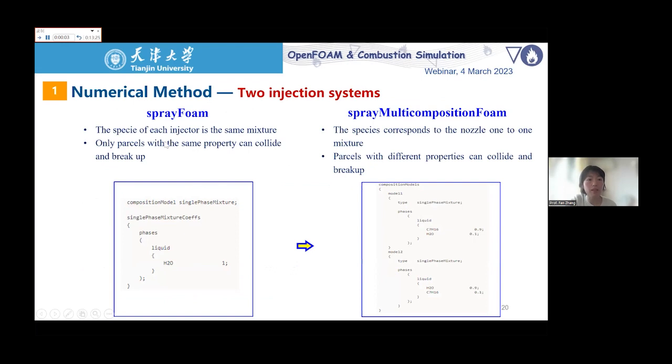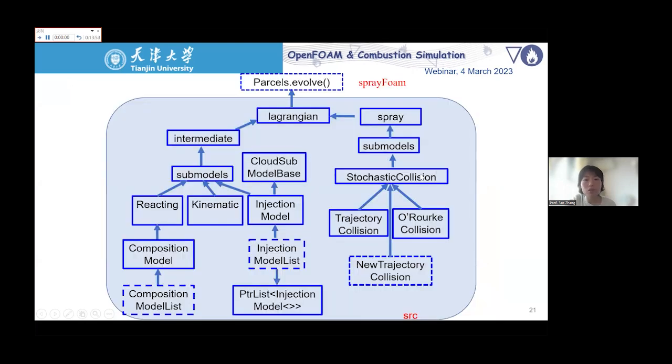The sprayFoam solver only considers the injectors injecting the same mixture. But for the inter-impingement spray, normally the fuel and oxidizer are injected from two different nozzles. So we want to implement the mixture for different injectors. What we do is based on sprayFoam: first we implement our new trajectory collision models. Even though it is inherited from the stochastic collision model, it is a trajectory collision model and considers all the regimes after the collision.